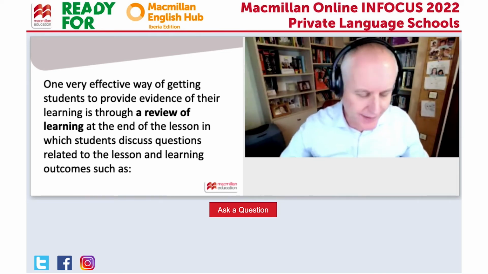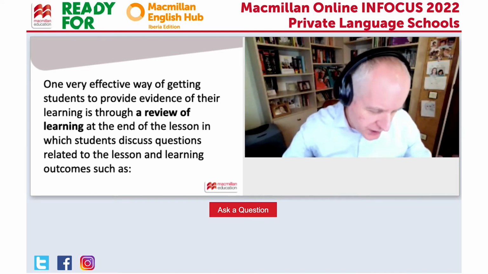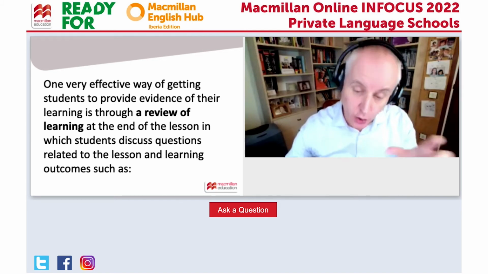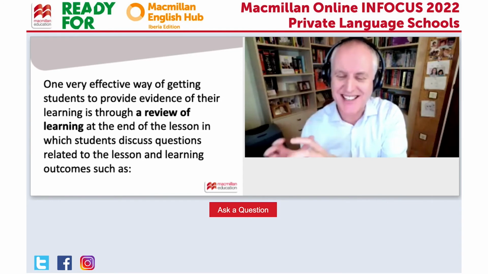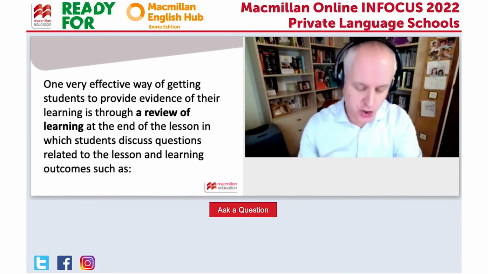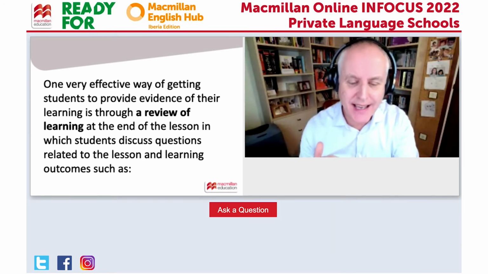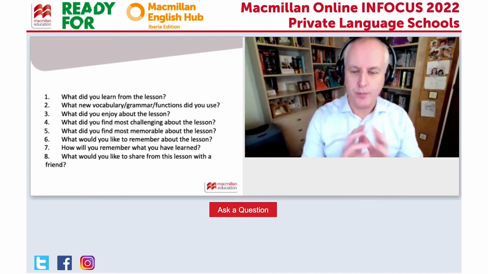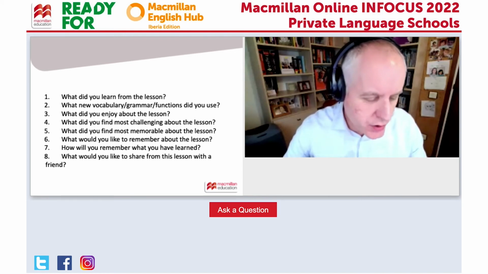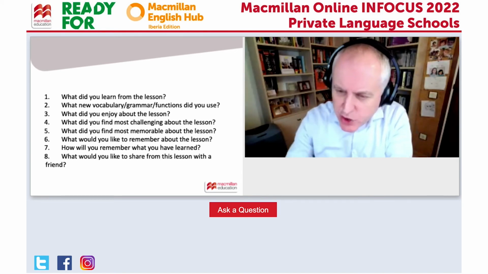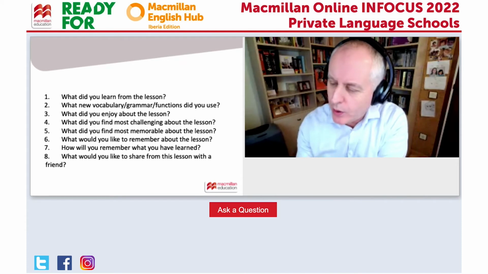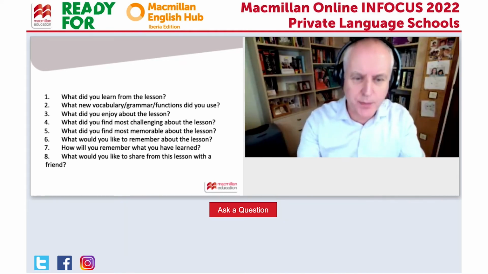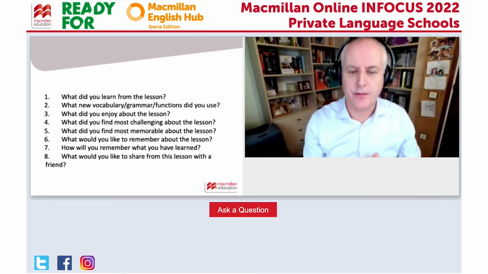Now, one way of doing this, and this is one of my favorites, is a review of learning at the end of a lesson, or perhaps at the end of each lesson, where students discuss questions related to the lesson and the learning outcomes. And here we have an example. So at the end, students individually make notes, then they compare in a small group with their classmates.